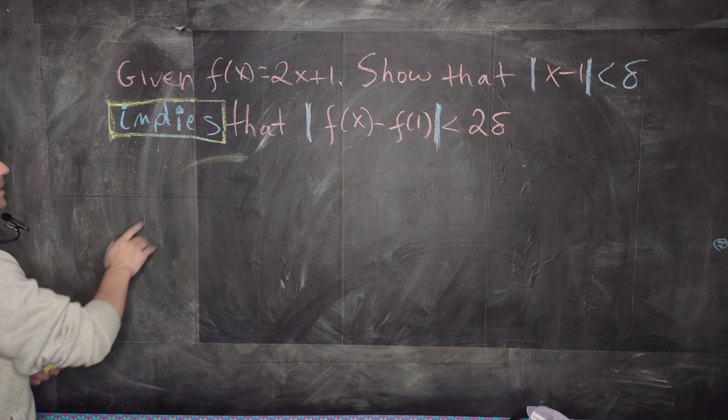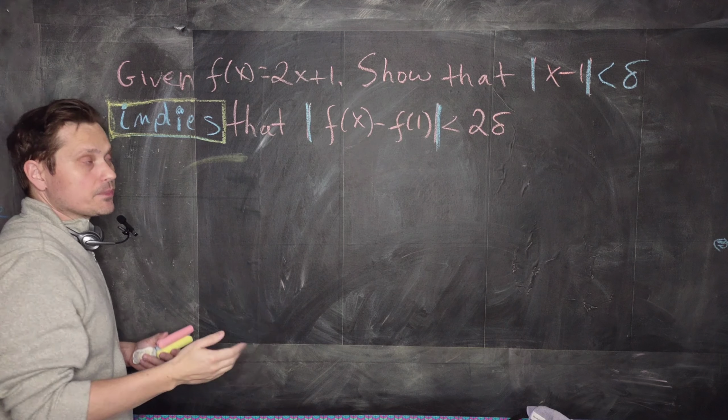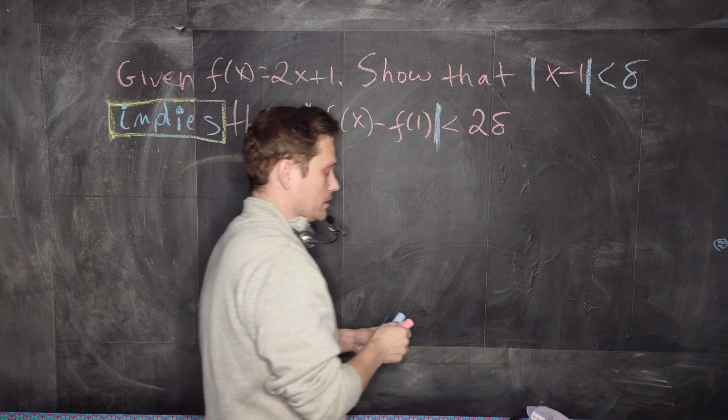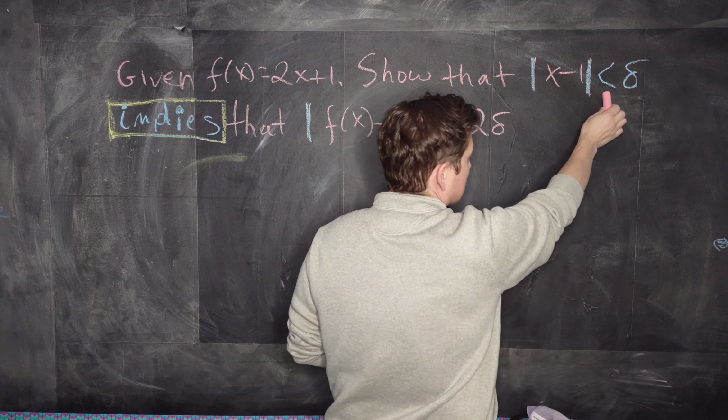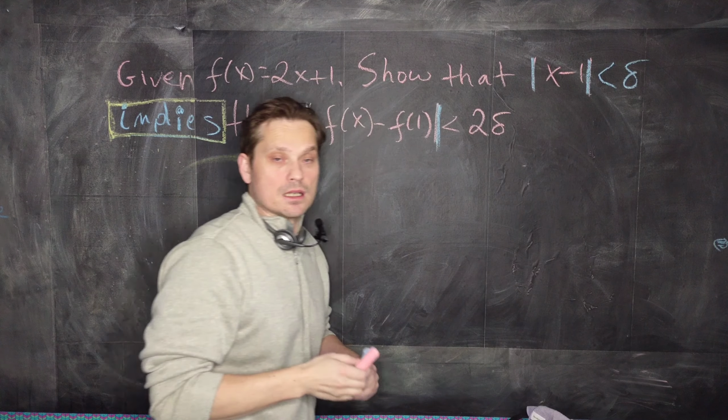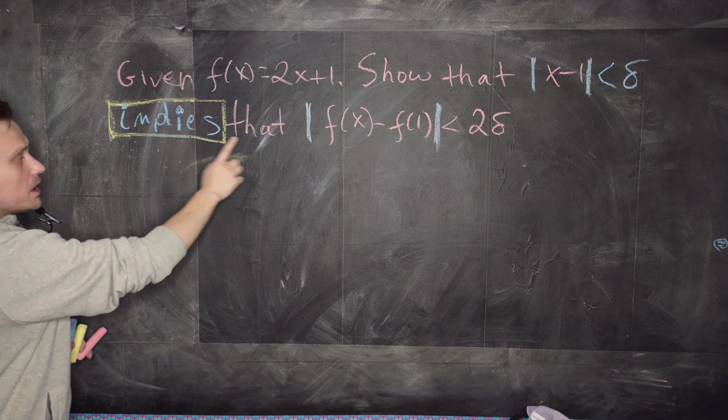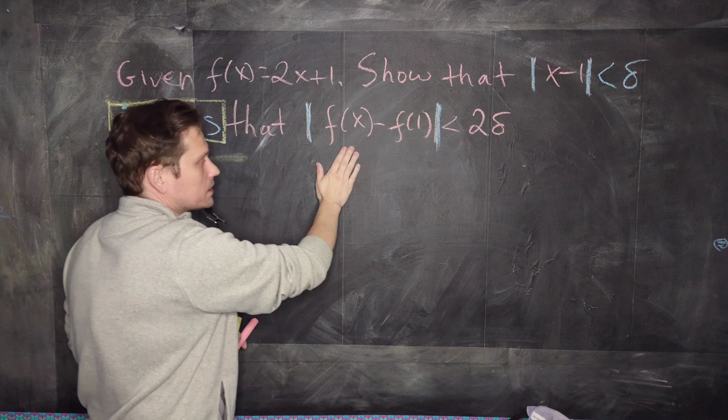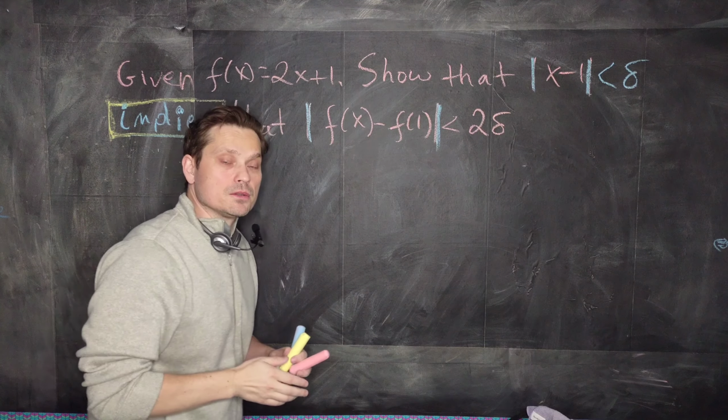All right, so take a look at this one here. Given f of x equals 2x plus 1, show that this quantity right here, so an absolute value x minus 1, given that it's less than delta, some number, this implies that an absolute value f of x minus f of 1 is less than 2 delta.